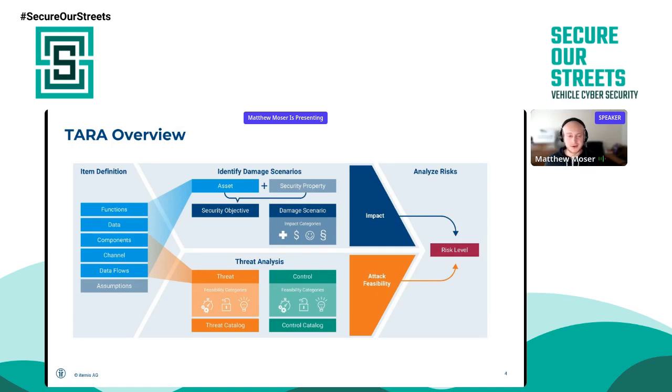After this, we can move on to the threat analysis portion of the TARA. Here we see the same item definition being used, but now we're doing an inverse of identifying damage scenarios, where now we're thinking like an attacker and trying to consider how threats are created within our system, vulnerabilities, and how they could be mitigated through the use of controls. The ultimate goal of this step is to determine the attack feasibility, or just the chances of this type of attack being successful in a real world situation. The final step of the TARA process is calculating the risk level.